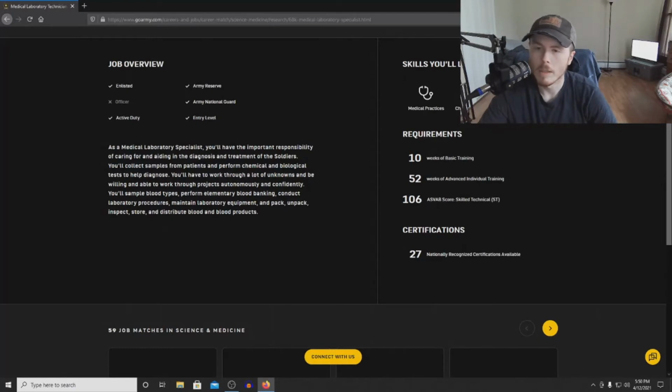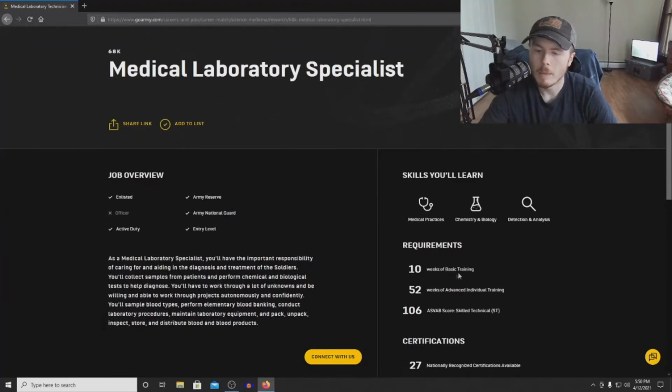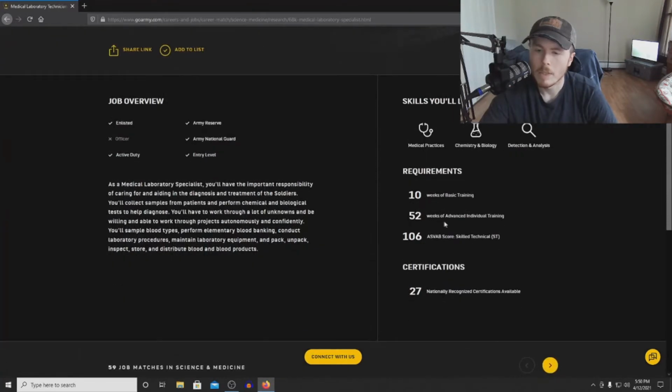Skills you'll learn while going through this: you will have medical practices, chemistry and biology, detection and analysis. The requirements, just like every other MOS, we have 10 weeks of basic training, 52 weeks of AIT. That is specific to the MOS that you have or are receiving. And in order to qualify for this specific MOS, your ASVAB score has to be, for the skilled technical line score, at least a 106 or higher.